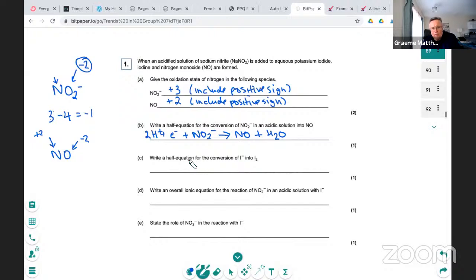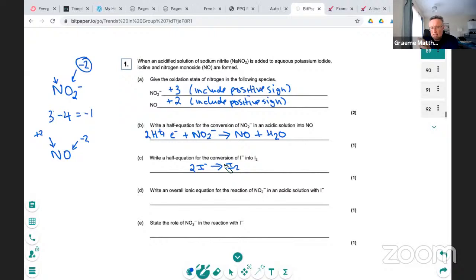All right. Half equation for the conversion of I minus into I2. So chemists, what I'm thinking is I got to balance the atoms. I got to put 2 iodide like this, I2. Yeah, this is obviously -1. This is 0 oxidation state, but it's a change of 1 electron per atom, right?